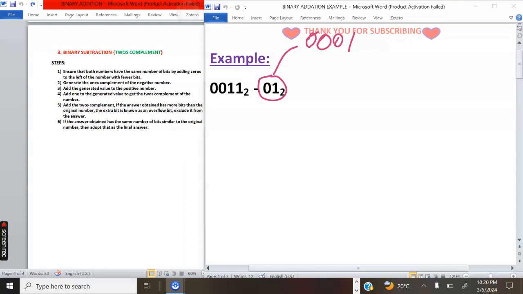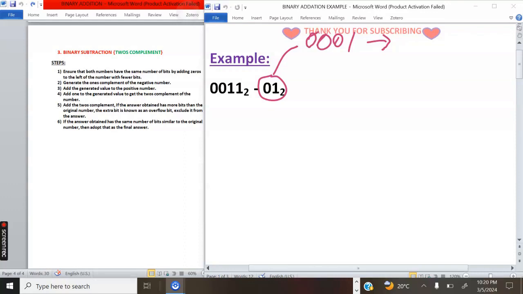Step number 2, you generate the one's complement of the negative number, and this is my negative number. For the one's complement, you need to go back to the other video that I've prepared.